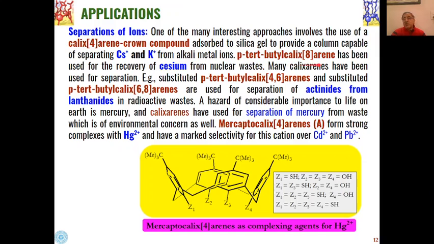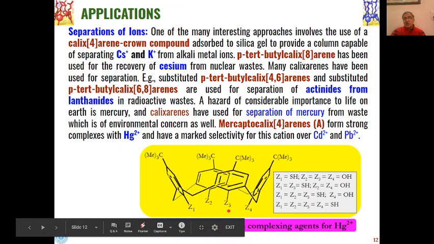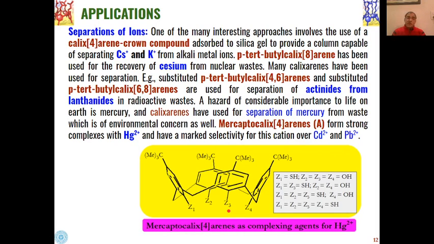Then para-tertiary-butylcalix[8]arenes have been used for recovery of cesium from nuclear waste. And then another example, para-tertiary-butylcalix[4]arenes and substituted tertiary-butylcalix[6] and [8]arenes are used for the separation of actinides from lanthanides in radioactive waste. So different types of arenes have different applications for separation of ions.